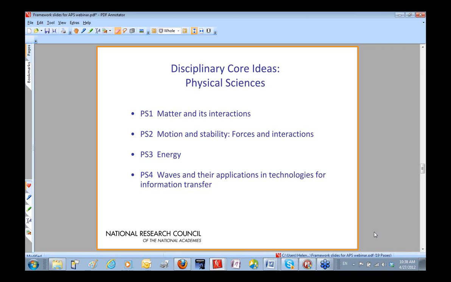So you see it's a slightly different organization than you would get if you were just looking at it from the point of view of what are the topics in physics. But then the same message carries on. So I'll go down the other subject areas.